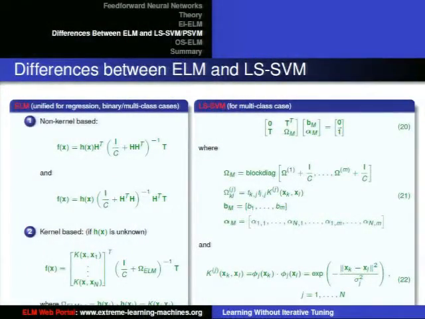For multiple classes with least square SVM, you have the so-called M classes, so you can use M least square SVMs, one for each class. But for ELM, we just have one. If you write the right-hand side into a matrix form, it should be the same.